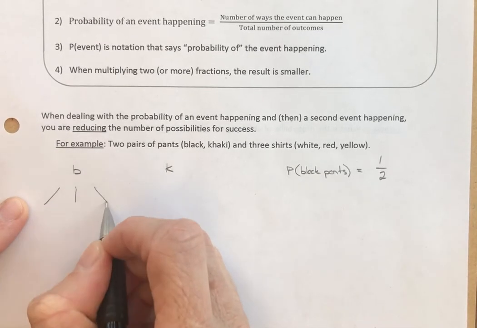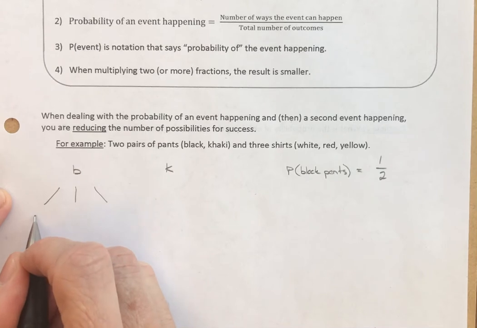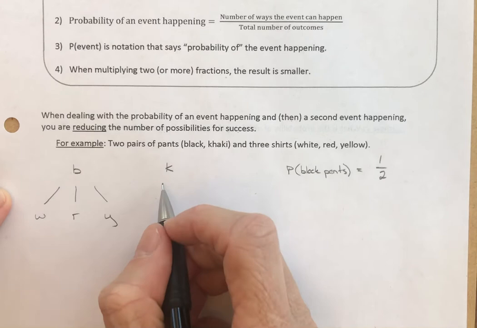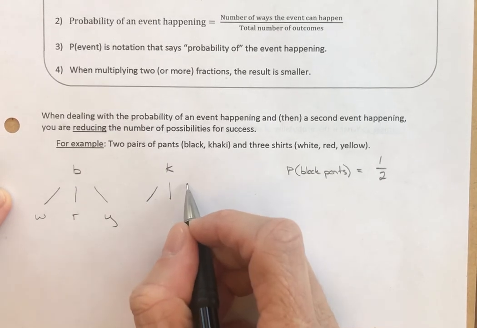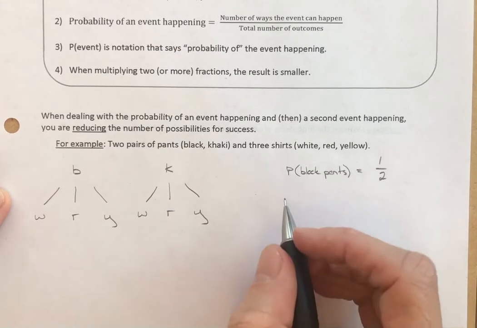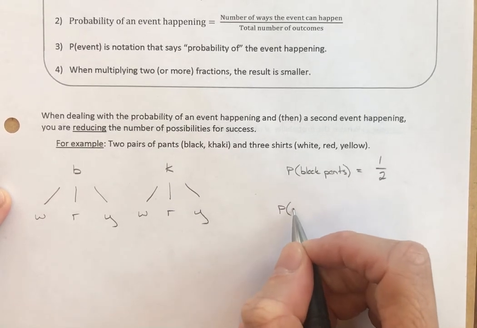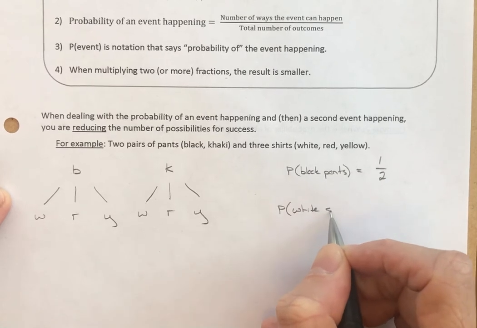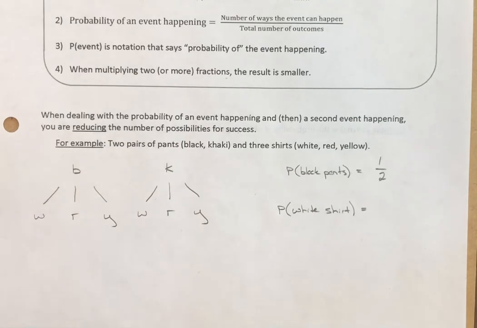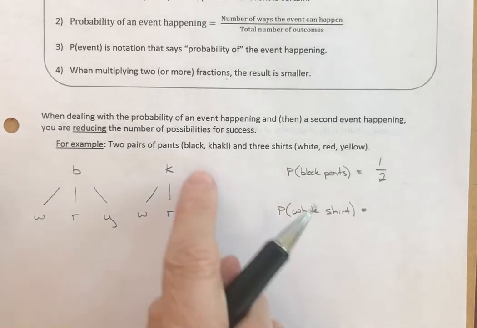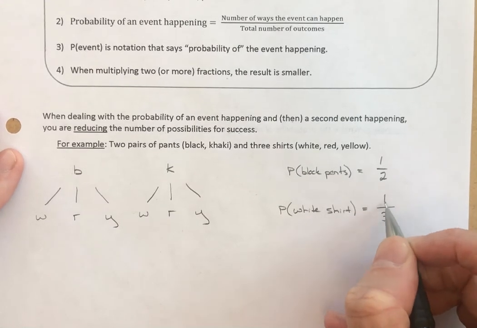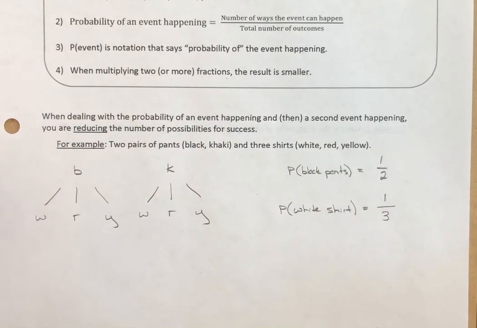Now I'm going to go to the shirts. If I selected the black pants, I can select either the white shirt, the red shirt, or the yellow shirt. If I selected the khaki pants, I can select either the white shirt, the red shirt, or the yellow shirt. So what's the probability of selecting the white shirt, independent of the pants? Selecting the shirt, in this case, has nothing to do with the pants. We're going to say they all match just fine. Well, I have 3 shirts, and the probability of picking the white one is 1 out of 3.